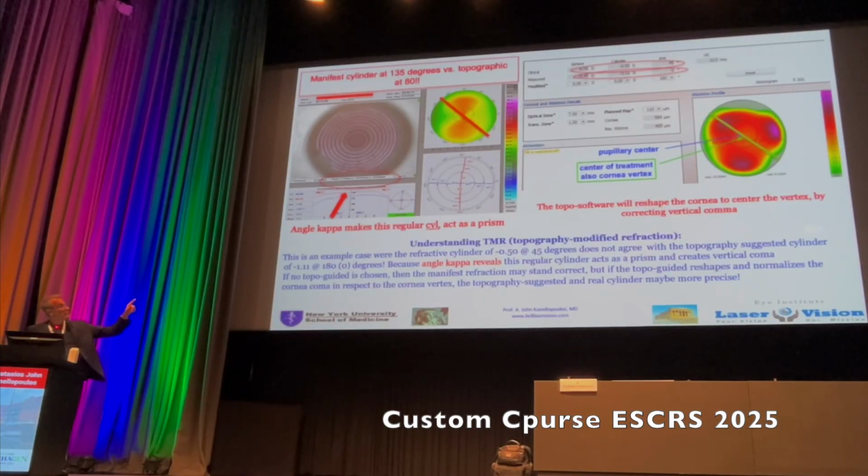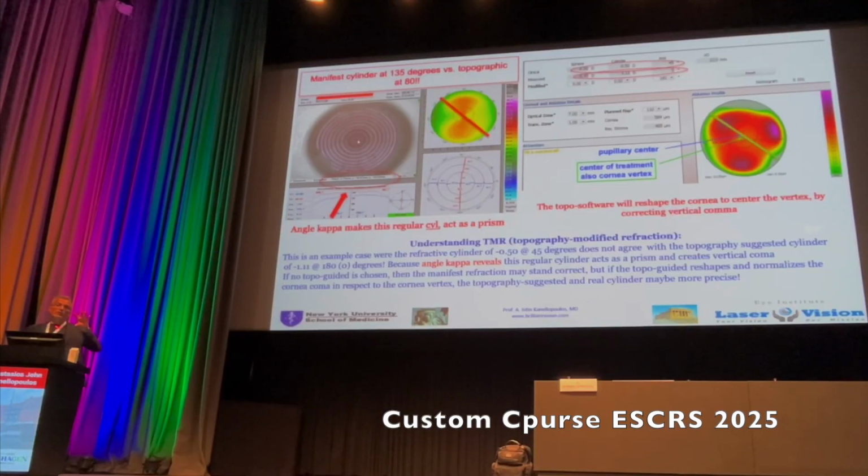If they're 20/20 with this refraction, they'll be 20/20 afterwards. The problem is that if you do a topography-guided treatment, the topographer is going to try and correct this angle kappa. It's going to try and make this astigmatism go away and the apex of the cornea match the vertex. Now remember, the apex of the cornea is here, the vertex is here. So these are 2 different spots.